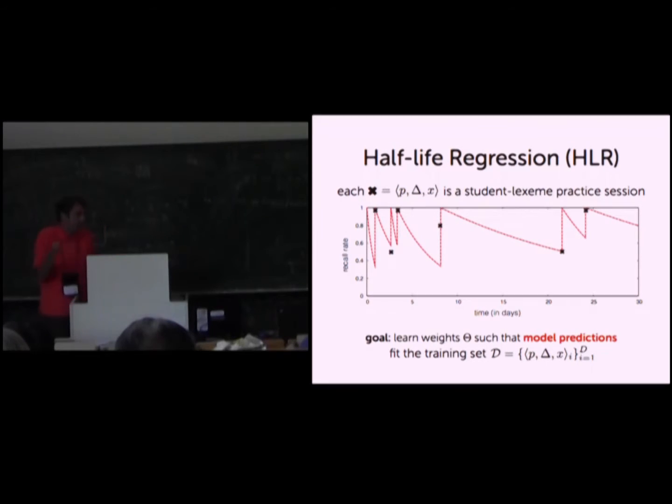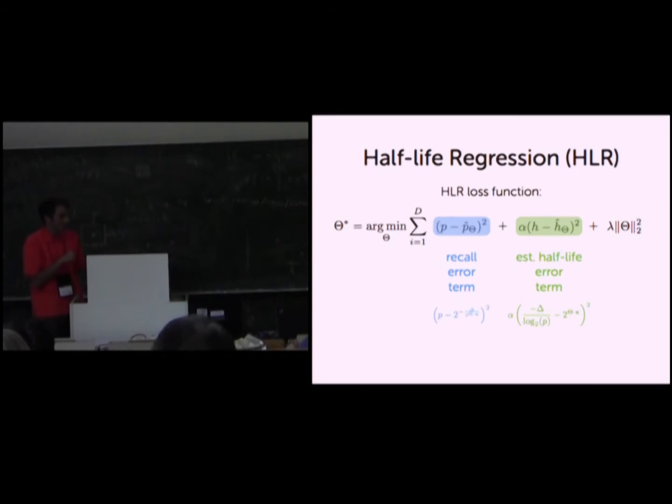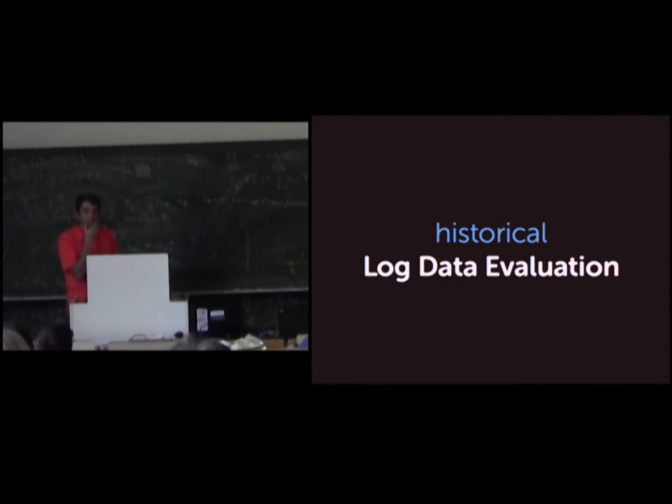What we want to do is to fit a curve that matches these points in the same parameterization that we saw before. The objective function is that we want the recall rate to match as closely as possible. We also want the half-life, the concept stickiness, to match as closely as possible, and then we'll have, as usual, a regularization term for the feature weights. Okay, so this is a model. We can optimize this with stochastic gradient descent. Should be fairly straightforward.